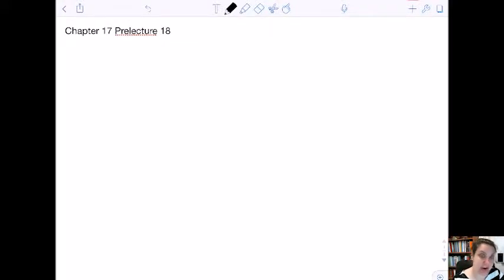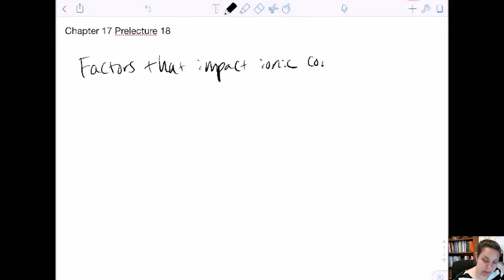In today's lecture, we're going to be talking about solubility a little bit more. So we're going to look at factors that impact ionic compound solubility.